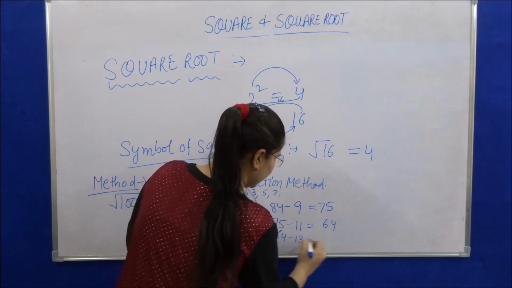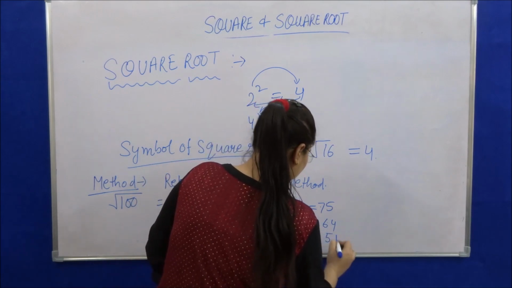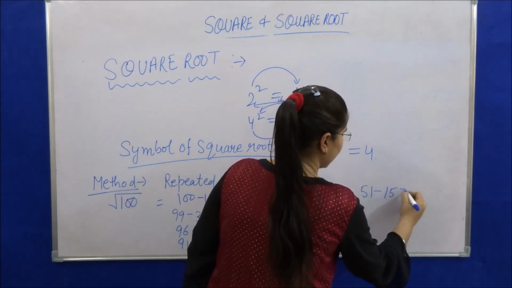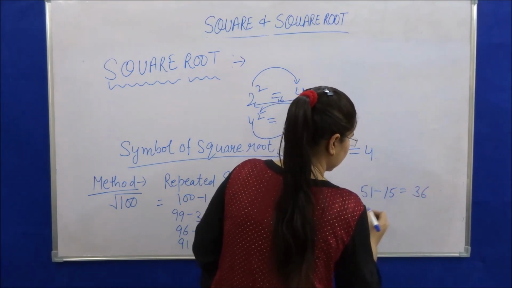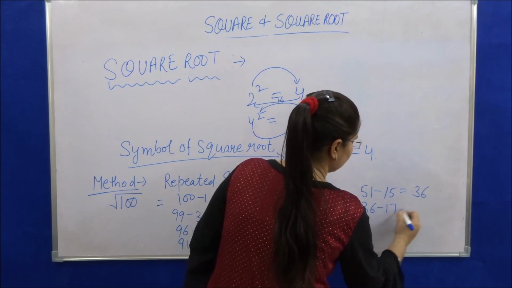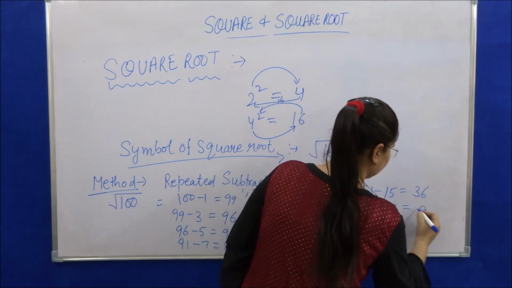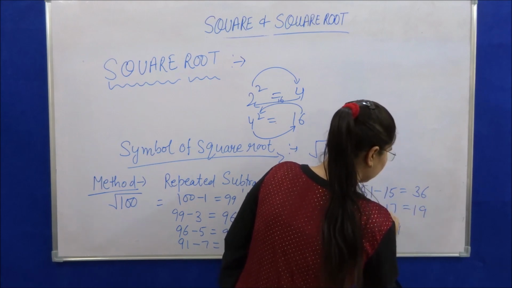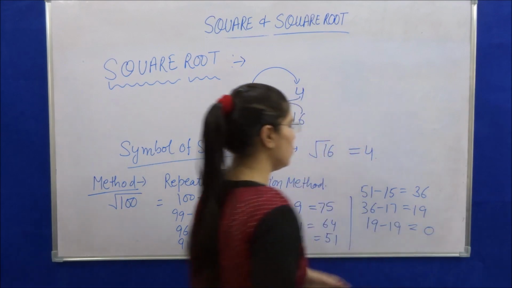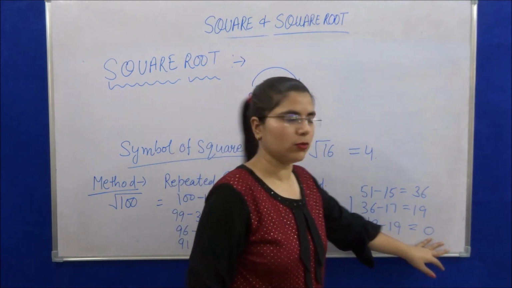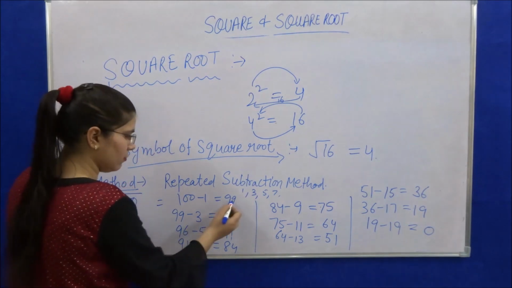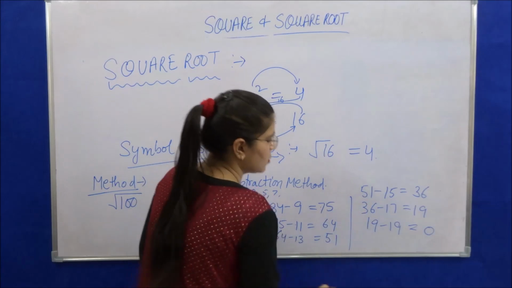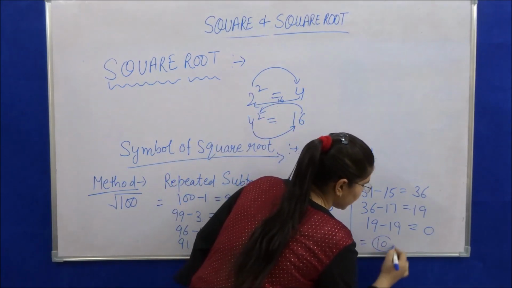64 minus 13 will be 51. 51 minus the next number, 15, will be 36. Now 36 minus 17 is 19. Now 19 minus the next number, 19, is 0. So we get 0 at the end point. Now how many steps are there? 1, 2, 3, 4, 5, 6, 7, 8, 9, 10. So here there are 10 steps.